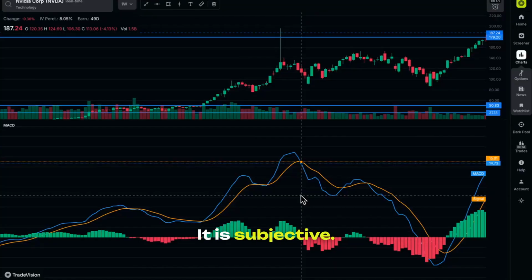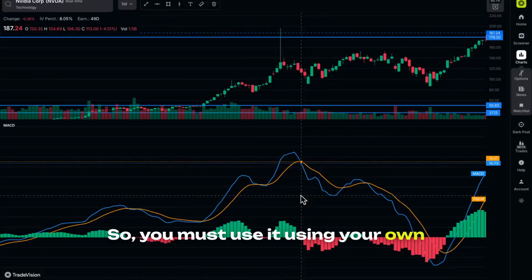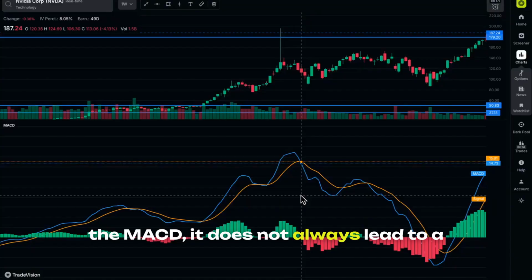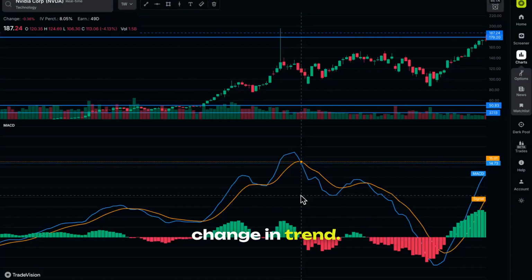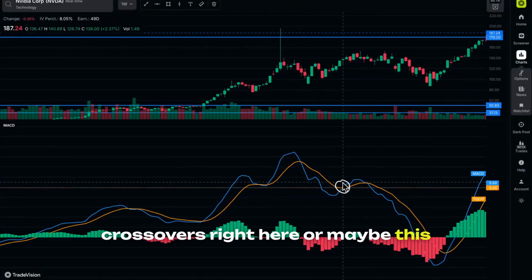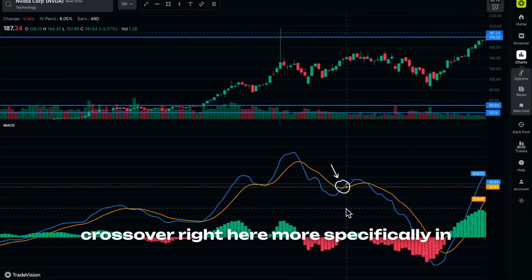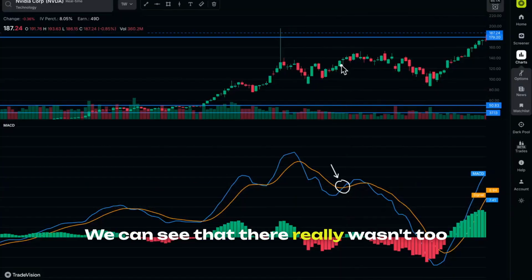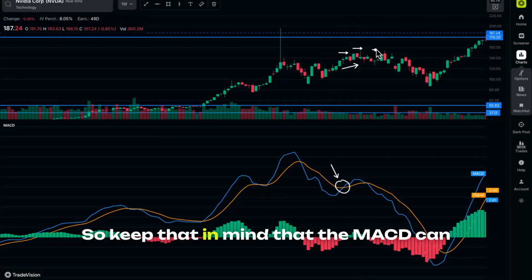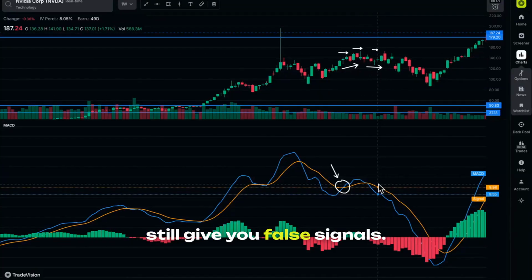It is subjective, so you must use it using your own research, and you must use it the best way that you possibly can, because sometimes when you see a crossover on the MACD, it does not always lead to a change in trend. Just like how you might see two crossovers right here, or maybe this crossover right here more specifically in October, we can see that there really wasn't too much of a change in trend. It kind of went sideways. So keep in mind that the MACD can still give you false signals.